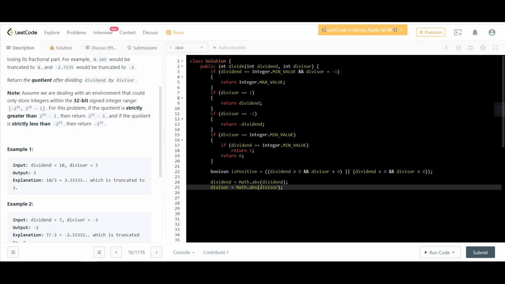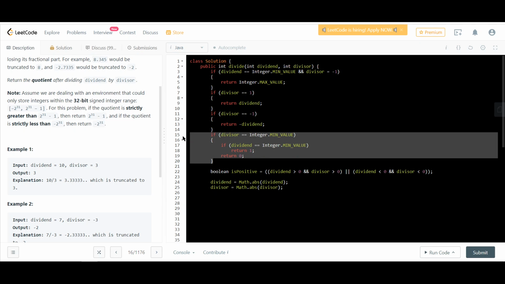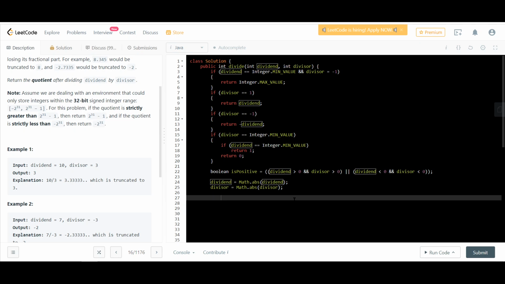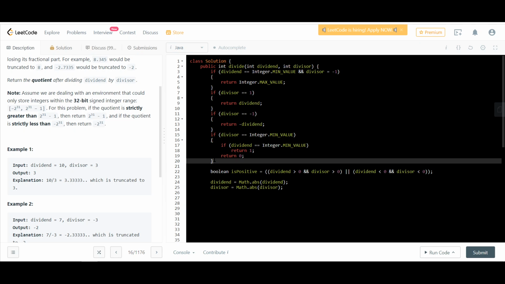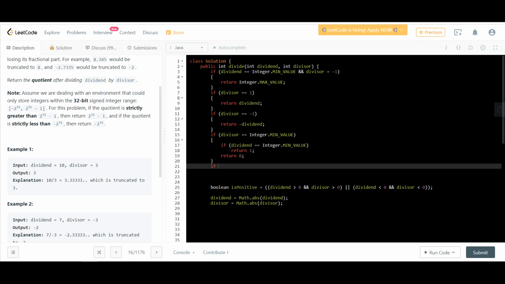Now there's one thing that we have to worry about. If the divisor is the maximum negative value, that we have handled. But what if the dividend is the maximum negative value? Then if you do math absolute, we can't, because 2 raised to the power 31 cannot be held. So we have to make our dividend smaller. So let's explicitly handle that as well, or rather the magnitude is smaller.